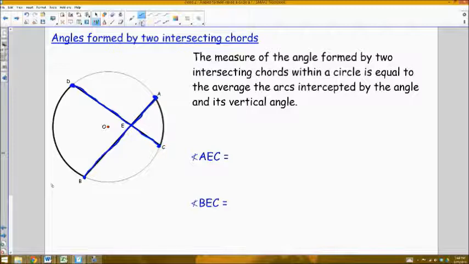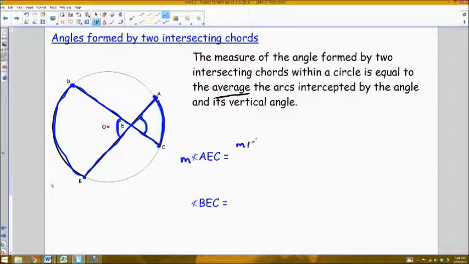Now it turns out that the measure of the angle formed between these two chords is equal to the average of the arcs intercepted by the angle and its vertical angle. So what that means is, if I was to look at the measure of angle AEC, this angle right here, the measure of that angle is equal to the average of the arc it is intercepting and the arc that its vertical angle is intercepting.